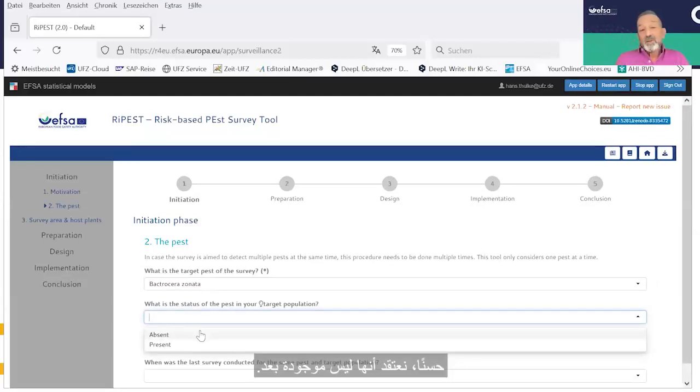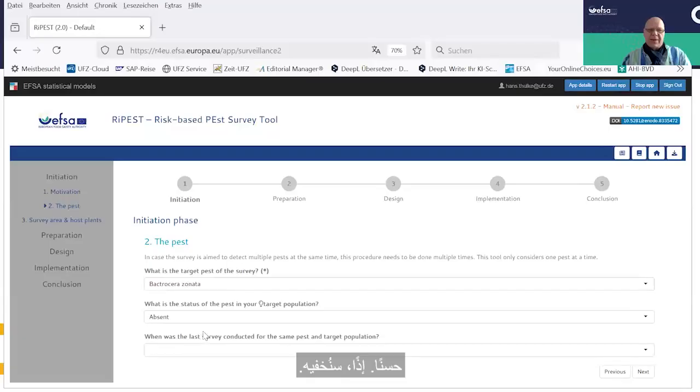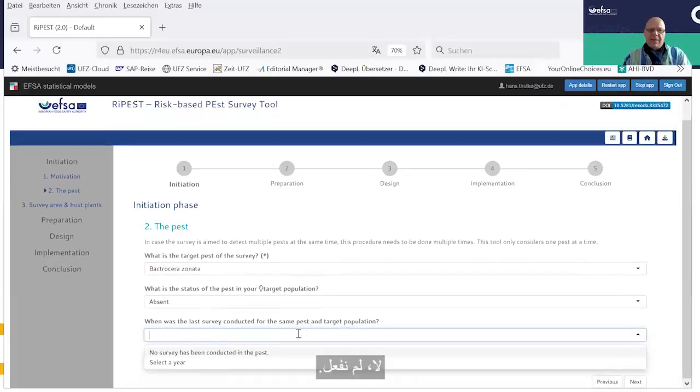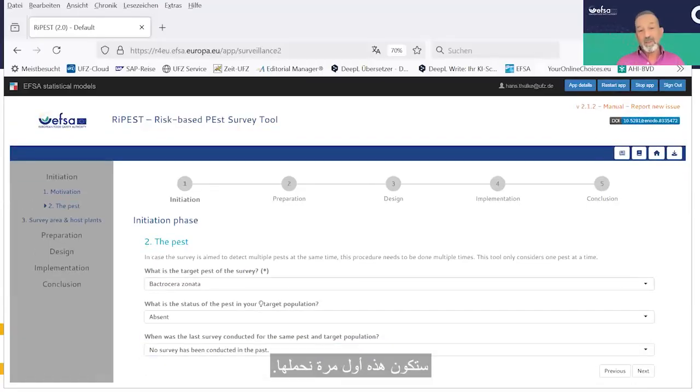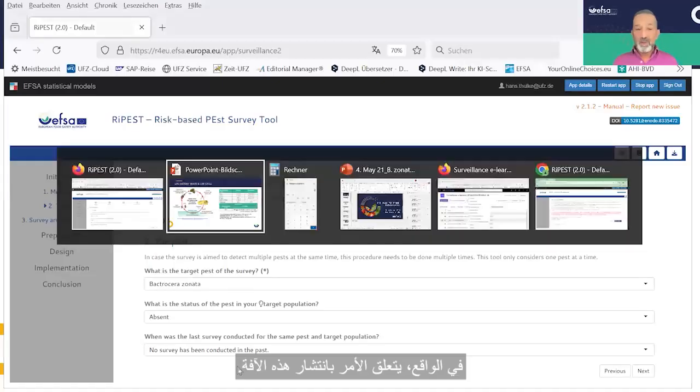Was the pest previously reported in Surveyland? Well, we believe it's not present yet. Okay, so we put absent. And did you do a survey already on its presence? No, we haven't. This will be the first one we carry out. So what then motivated you to plan a detection survey? Okay, well, actually, it's the distribution of this pest.